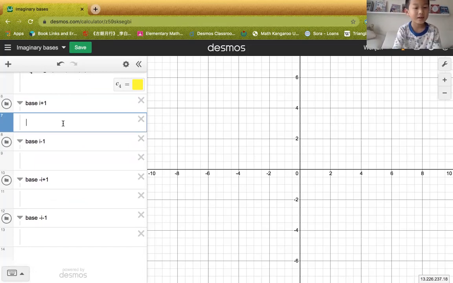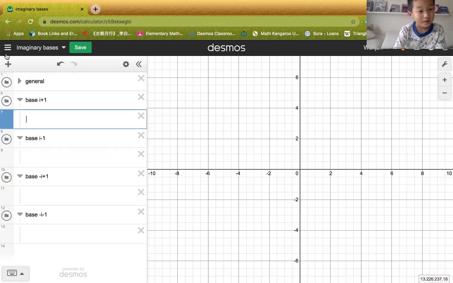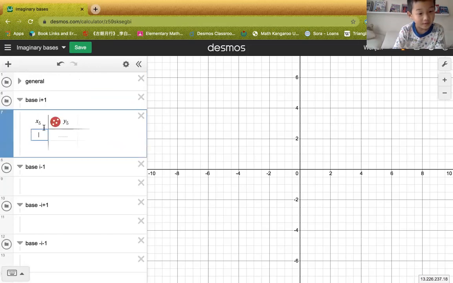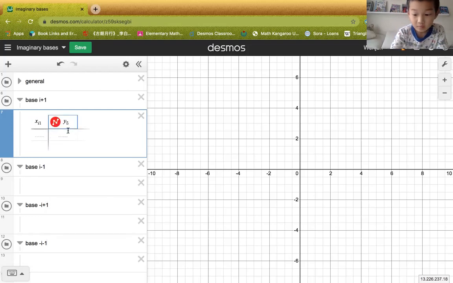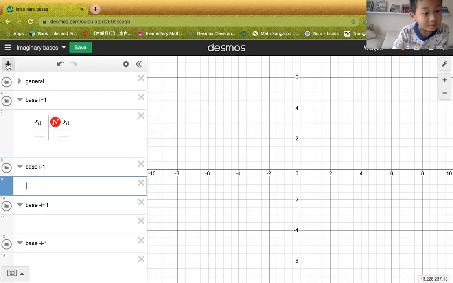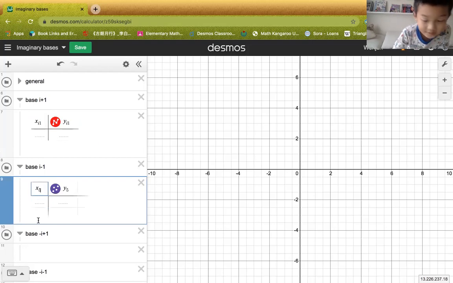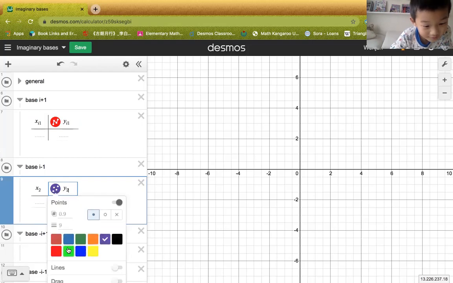So now we are going to start with base i plus 1, table G. So we are going to set the settings red, bright red, I1. Now we are going to turn this into a table G. X2, Y2. Green.